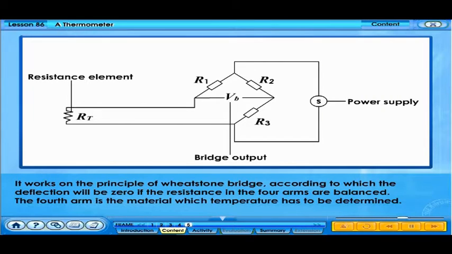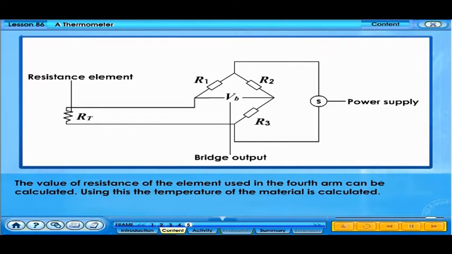It works on the principle of Wheatstone bridge, according to which the deflection will be zero if the resistance in the four arms are balanced. The fourth arm is the material whose temperature has to be determined. The value of resistance of the element used in the fourth arm can be calculated. Using this, the temperature of the material is calculated.